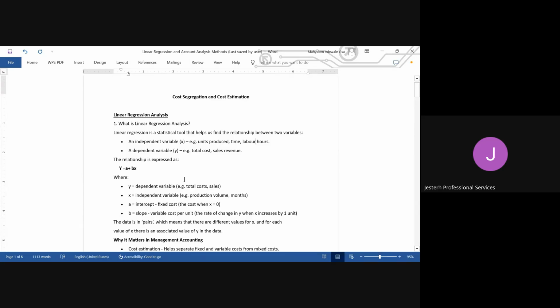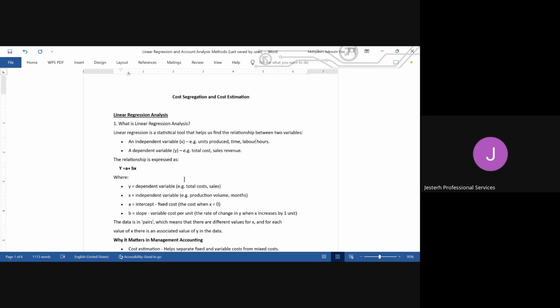Tonight is our last class on cost classification, segregation, and cost estimation. Previously we have discussed the classification of costs and how each of the costs is usually used. And last class, we also discussed one of the cost functions, which is the high and low method.